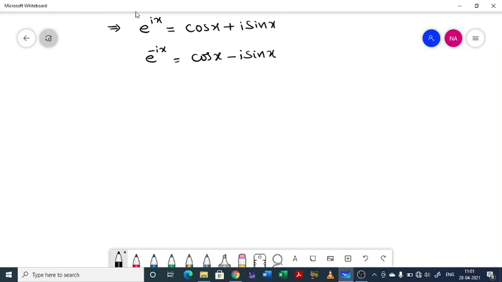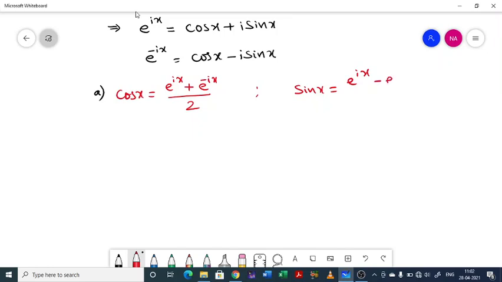Point number 3, I think it is. Under point number 3, point A, cos x equal to e power ix plus e power minus ix by 2, and sin x equal to e power ix minus e power minus ix by 2.